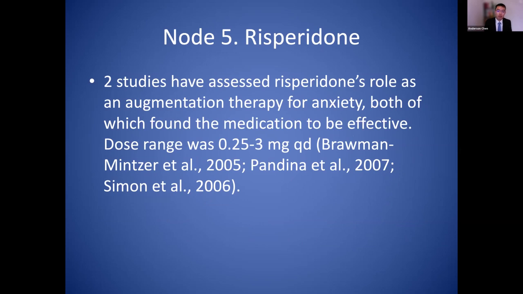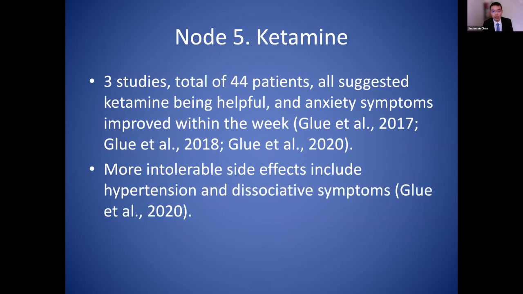Risperidone. Two studies have assessed risperidone's role as an augmentation therapy for anxiety, both of which found the medication to be effective. Dose range was 0.25 to 3 milligrams daily. Again, we put it in node 5, mainly because of the side effect profile of an antipsychotic. And for risperidone, there's also the concern of cardiovascular effect, a little bit more so than other antipsychotics. You might want to be mindful of that.